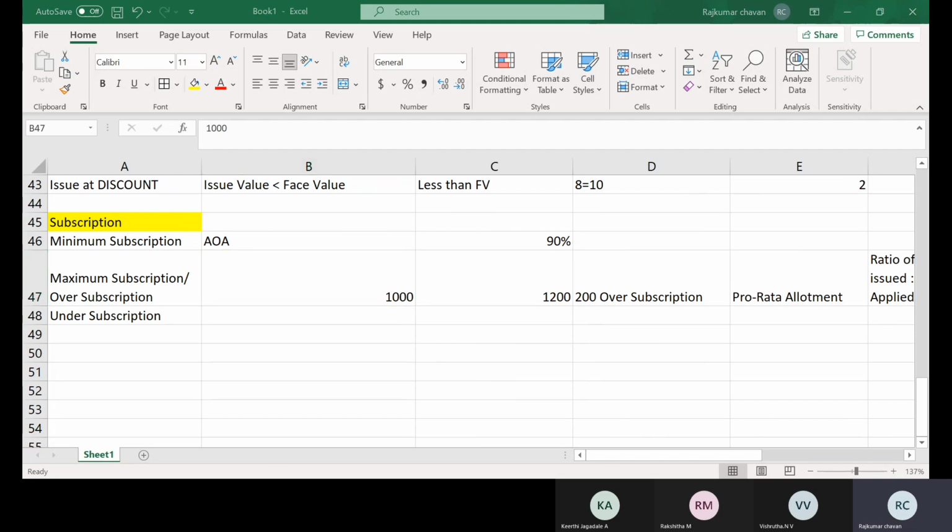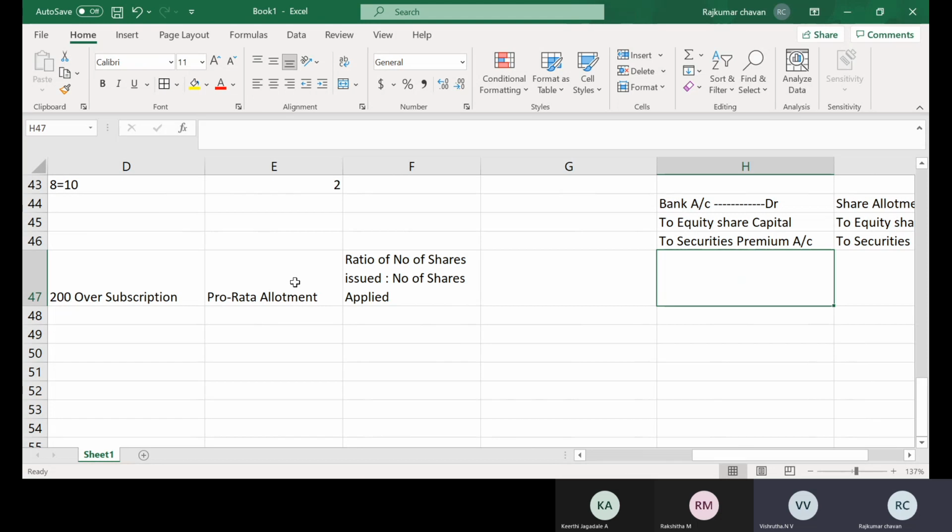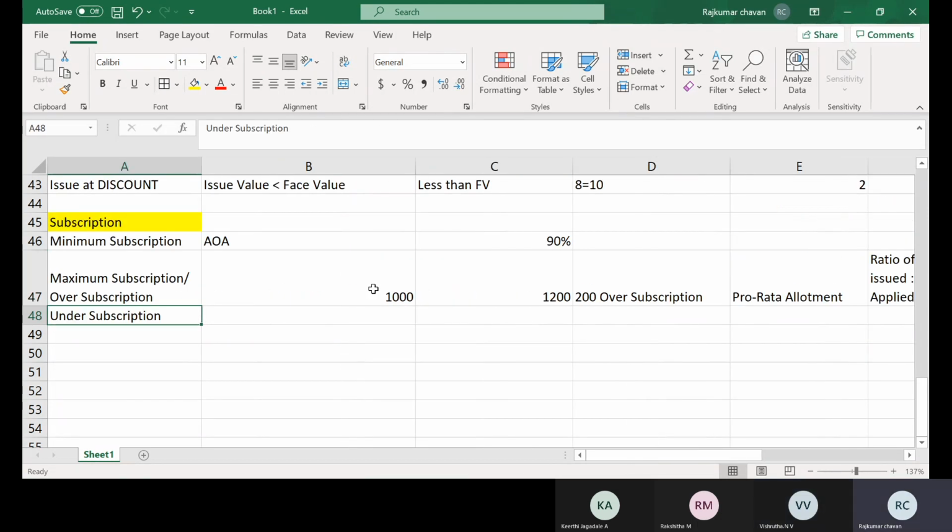Is that clear? Sir, please show the formulas that you've written. One second. Thank you, sir. Is that clear, others? Kirti and Rakshita? Yes, sir.